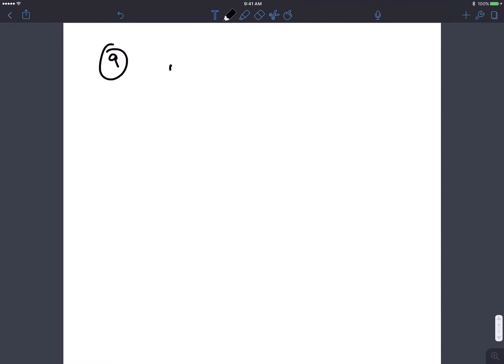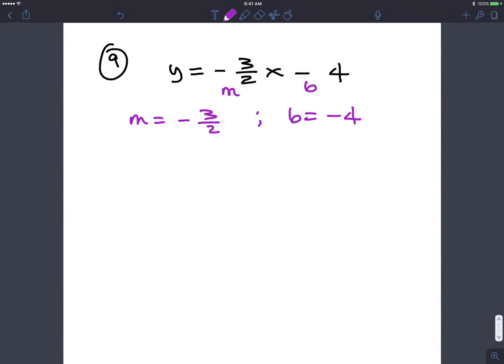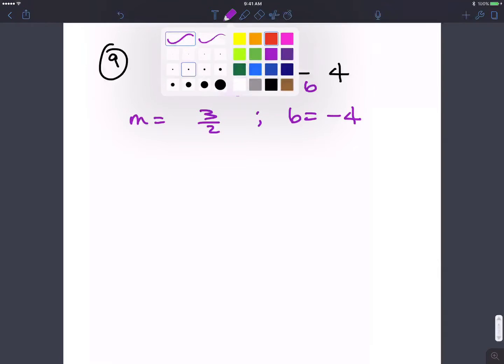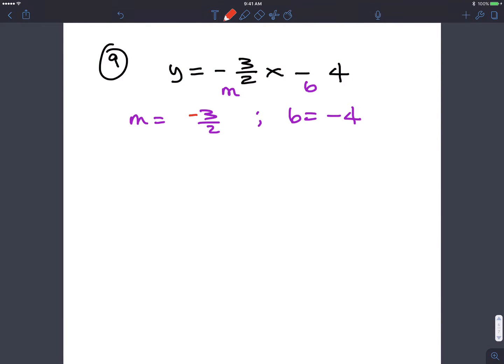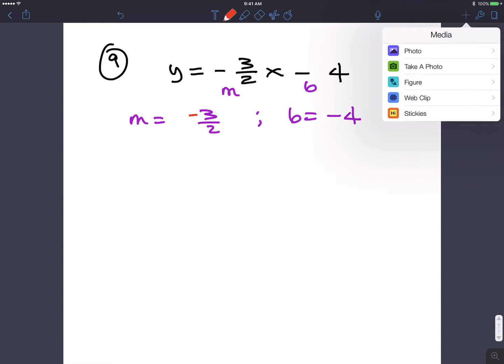Number 9. Y equals -3/2 x minus 4. My slope here is -3/2, so I'm going to label that. And the y-intercept is -4. Now remember, my slope is negative, so I'm going to put that negative value on top, so that my rise is actually going down 3 and my run is going to the right 2. The y-intercept is at -4. Let's graph.